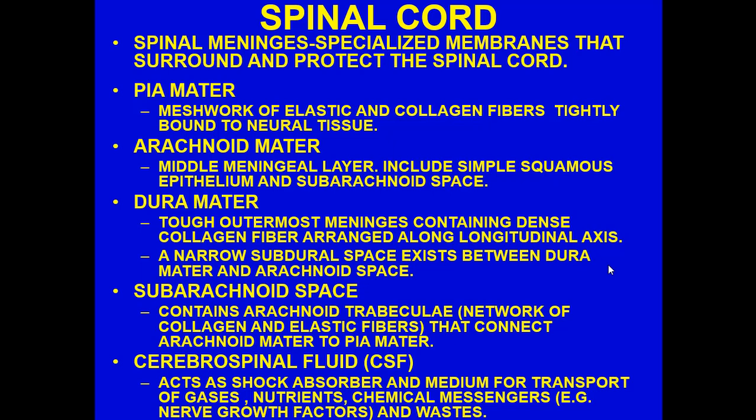Now, another very important structural consideration for the spinal cord is the spinal meninges. These are specialized membranes that surround and protect the spinal cord, very similar to what you see protecting the brain. The pia mater is a meshwork of elastic and collagen fibers that tightly are bound to the neural tissue itself. We then have the next layer out called the arachnoid matter, which is a middle meningeal layer, which includes simple squamous epithelium and subarachnoid space.